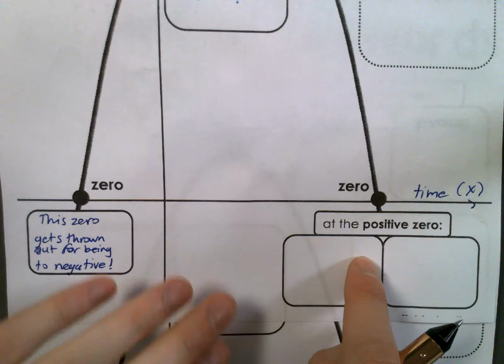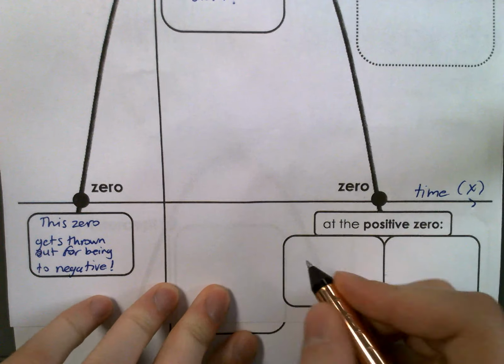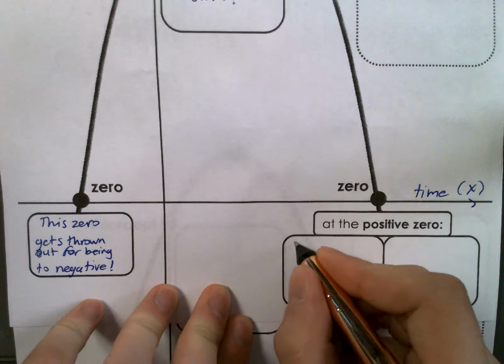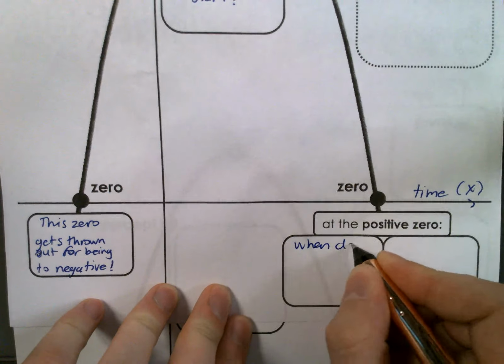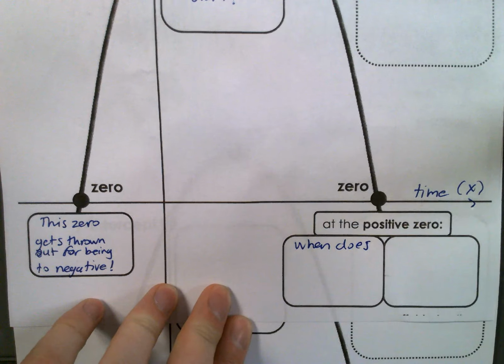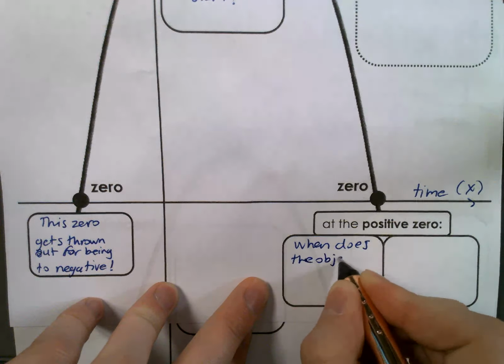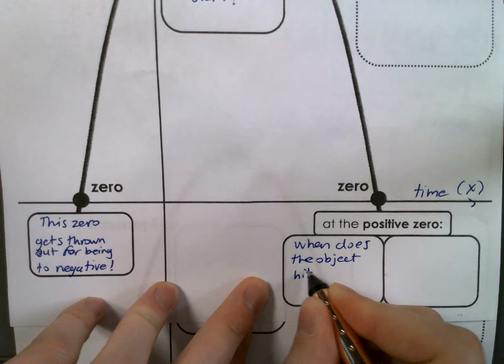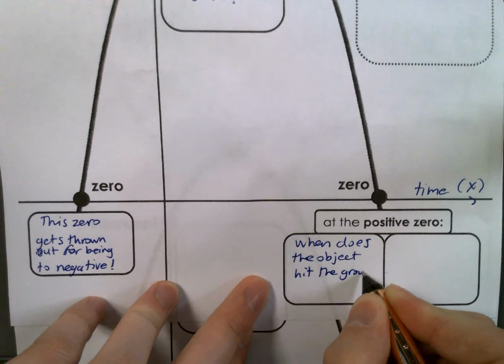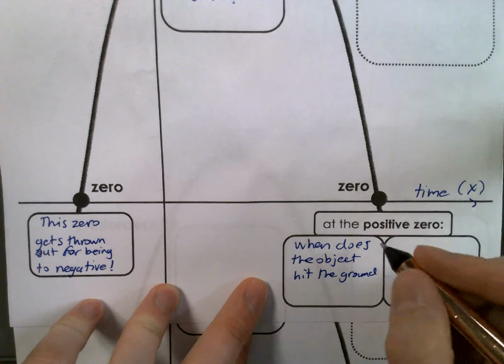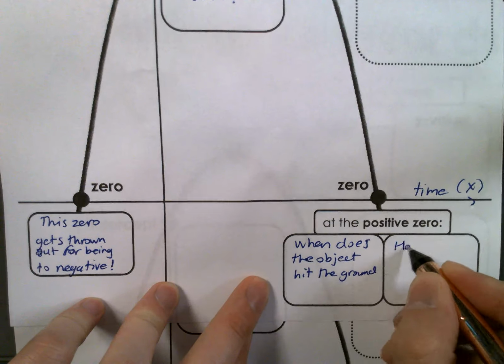And at this positive zero, there are 2 questions you need to ask, or you will be asked. When does the object hit the ground? The other was, how long is the object in the air?